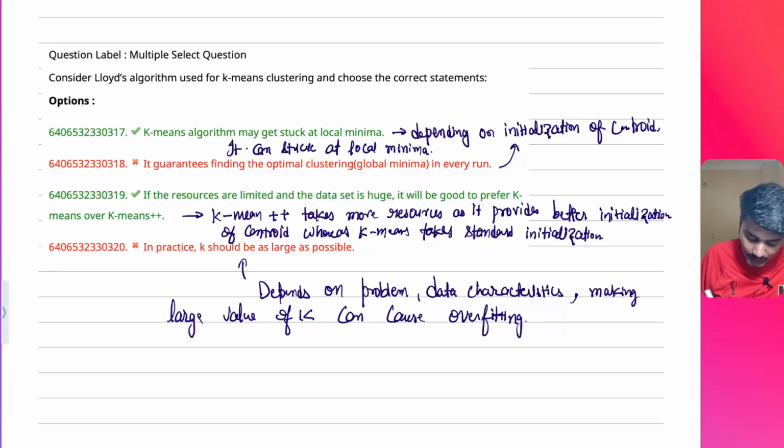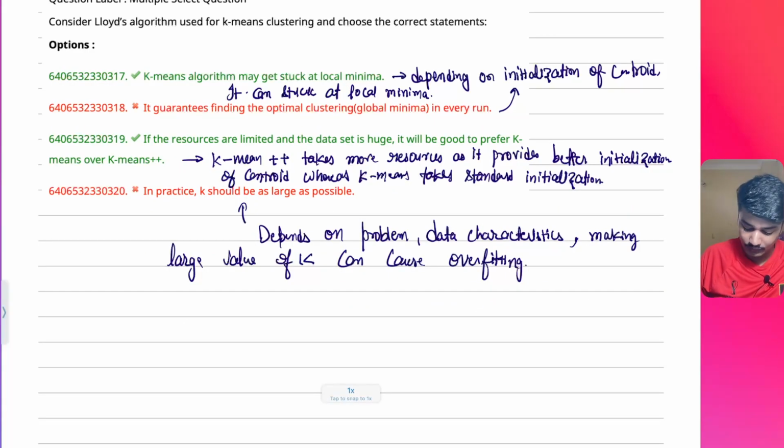Okay. Now, in practice, k should be as large as possible. No, if k is as large as possible, then there will be overfitting. Let's say k is basically the number of neighbors. If I go to each and every neighbor and ask whether I am plus one or minus one, whatever the majority of the data set is, if the majority is plus one, then they say plus one. It can be minus one, but as the majority in the whole data set is plus one, it will always give plus one. So that's why we can't take k as large as possible. So this option is not true.